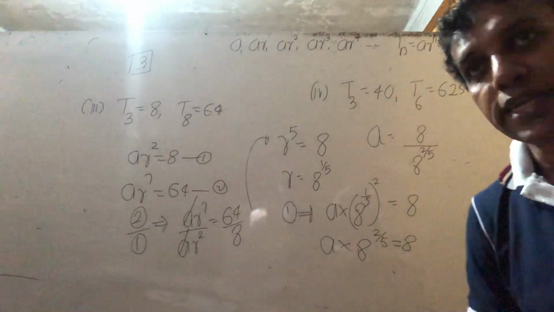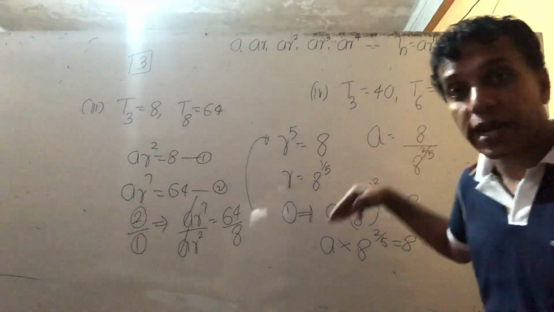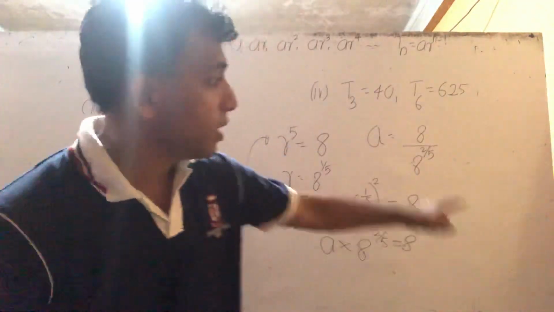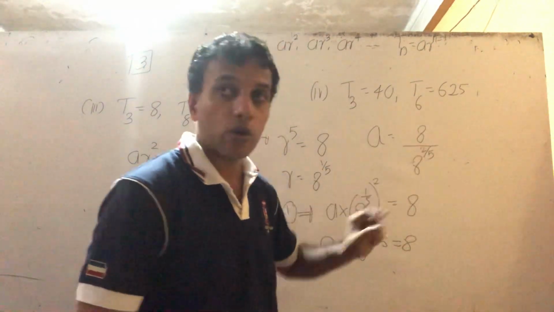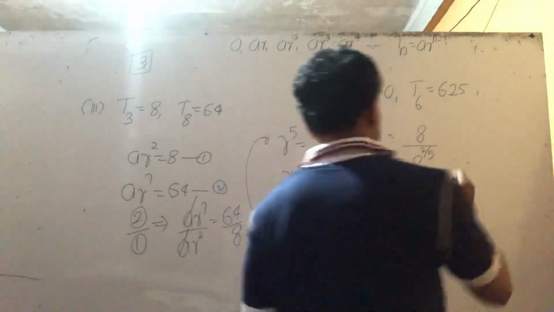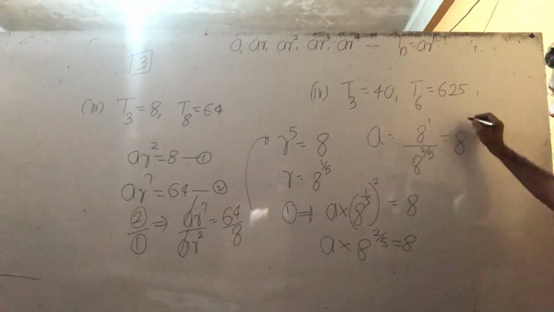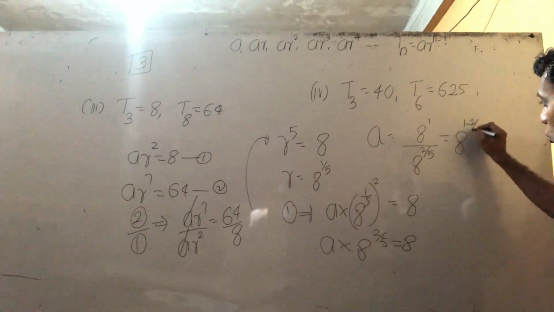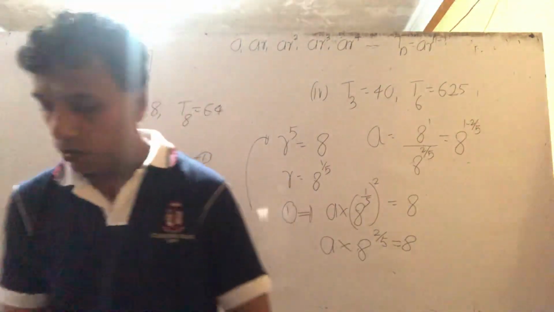Now follow how your integers work. When the bases are the same and you divide, subtract the powers. Here above is the bigger power 1, below is the smaller power, 2 over 5. Then subtract. So what is the answer? 8 to the power 1 minus 2 over 5.